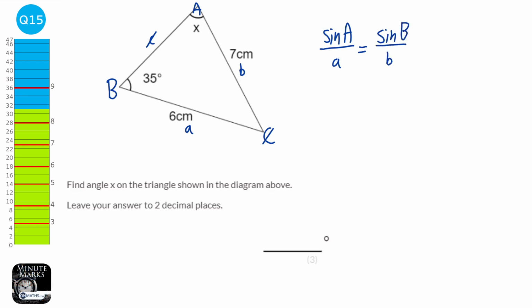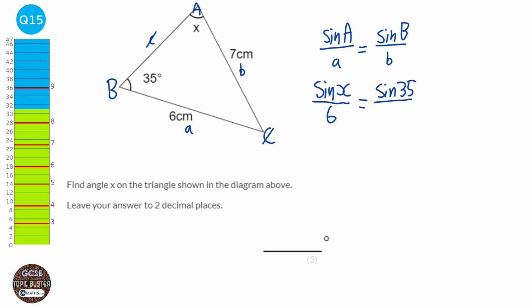Now you might be wondering why I've put sine A and sine B at the top, when sometimes this is written as the lowercase a and lowercase b at the top. Well, if we're looking for the angle, which we are here, we're looking for capital A, you put the angles at the top. If you're looking for the length, you put the lengths at the top. Okay, so we're going to fill this in. So sine x over, and then lowercase a is 6, equals sine B, the angle is 35, over lowercase b, which is 7.